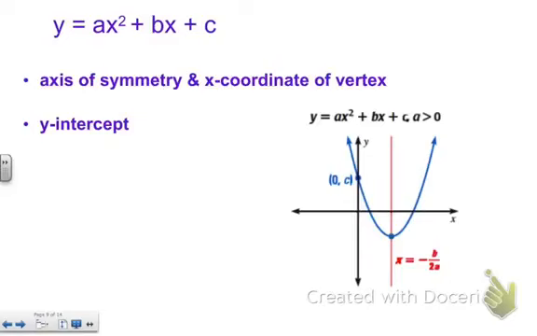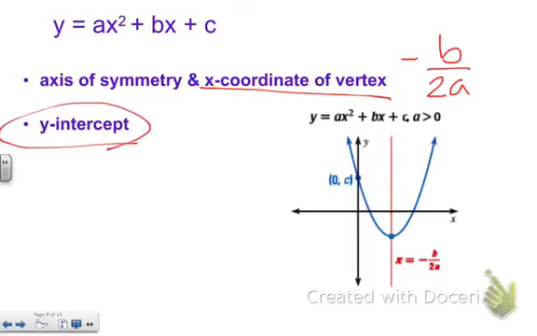Okay, so we talked about the axis of symmetry, but there's actually a formula that you can use to find it, and that's negative b over 2a. And the axis of symmetry, since it goes right through the vertex, also tells us the x-coordinate of the vertex. And then the y-intercept is always the c, so it's always plus whatever that number is, tells us where it crosses the y-axis.